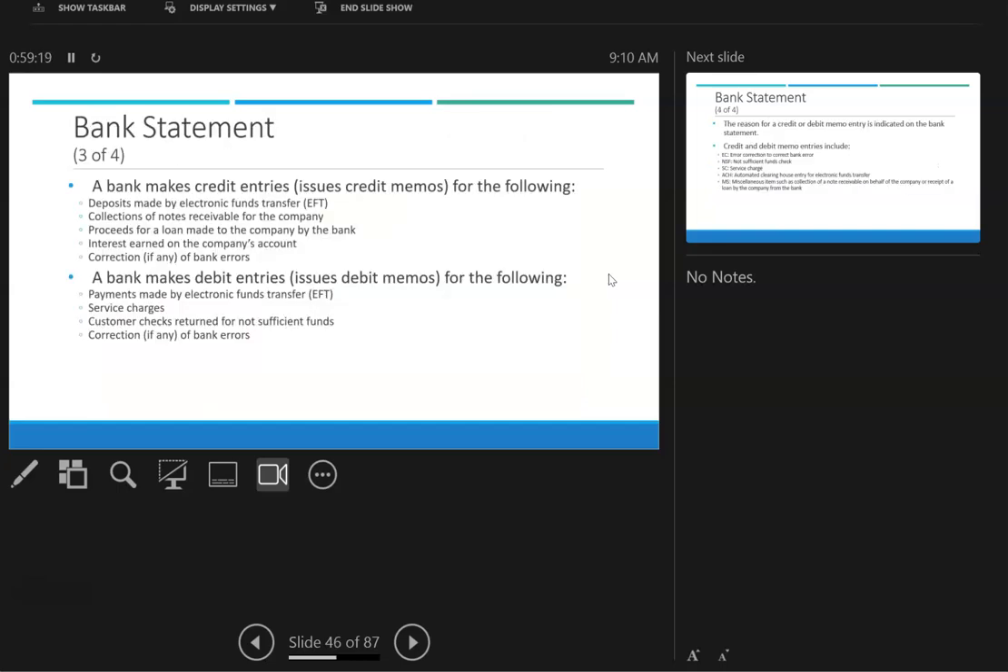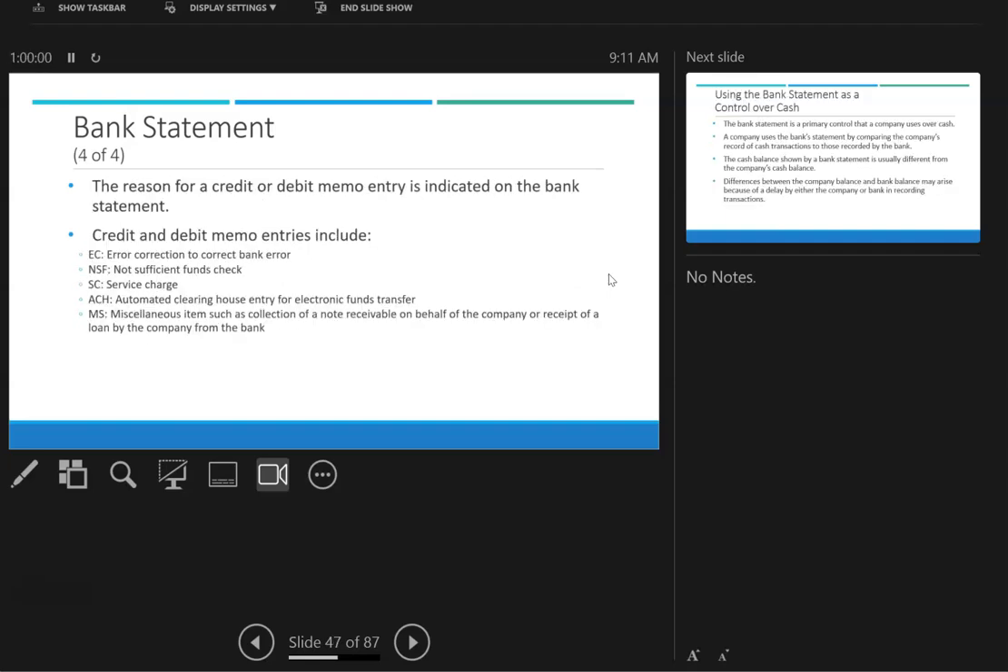A bank makes credit entries for bank deposits, as I said, by EFTs, if a bank collects notes receivable for the company, if they receive proceeds from a loan, interest earned on the company's account, and possibly bank errors. A bank will make a debit entry if there are payments for EFTs, service charges, customer checks that get returned for not sufficient funds, or possibly bank errors.